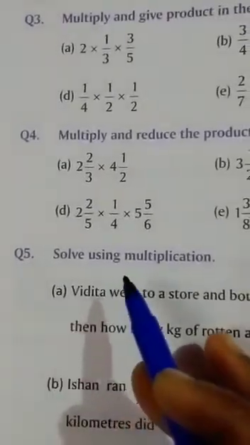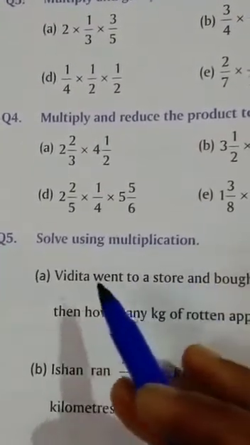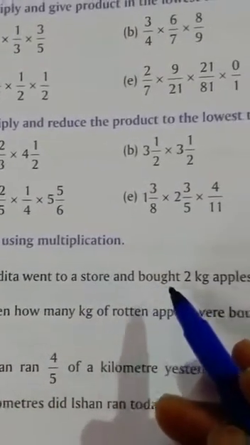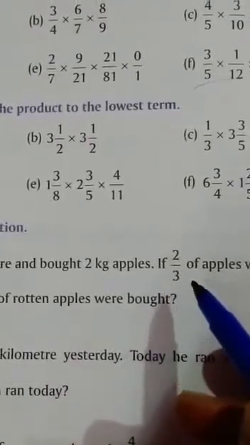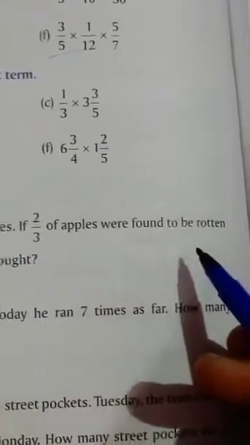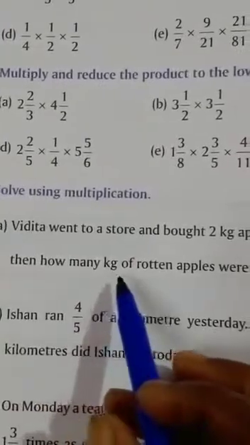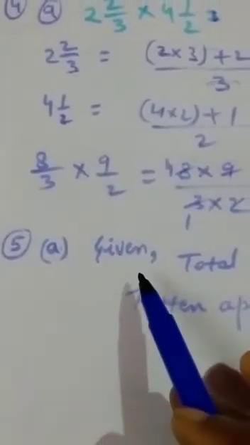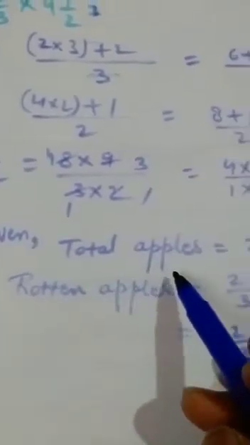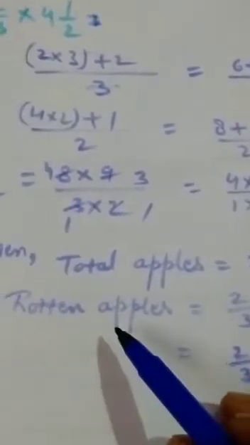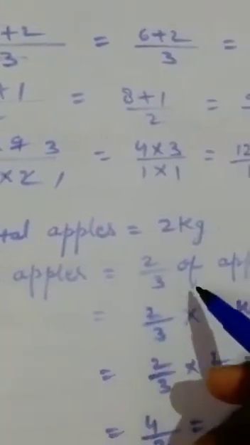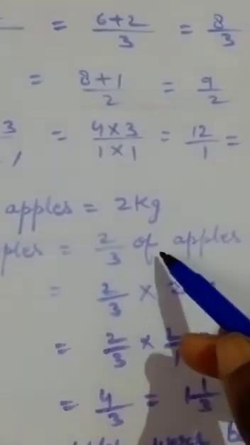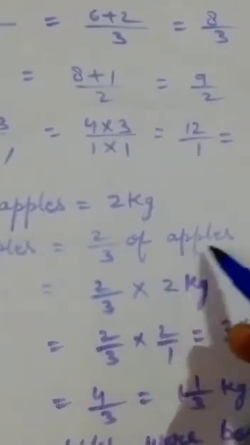Question number 5. Solving using multiplication. Solve using multiplication. A. Vidita went to a store and bought 2 kg apples. If 2 by 3rd of apples were found to be rotten, then how many kg of rotten apples were bought? Here in the given part you have to write total apples is given 2 kg. Rotten apples is what? 2 by 3rd of apples. So it means 2 by 3 of. Of means multiply.